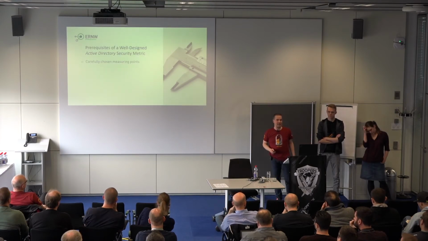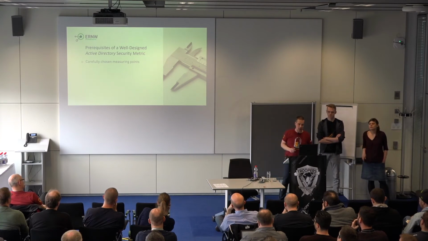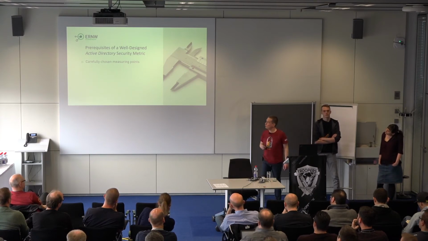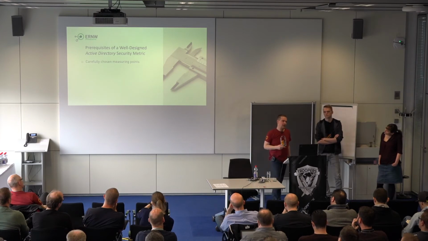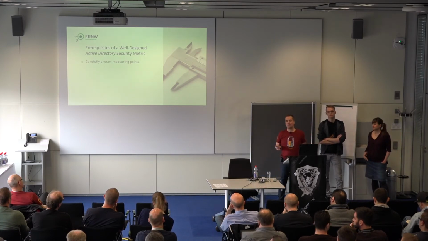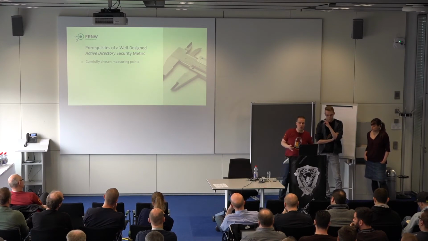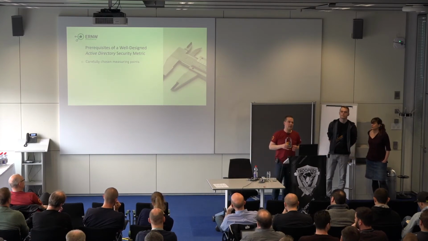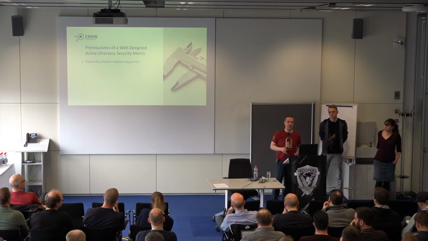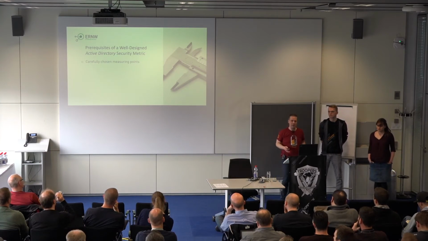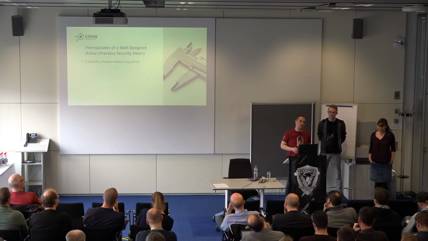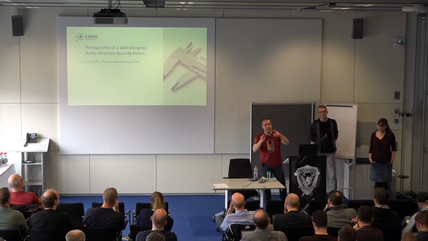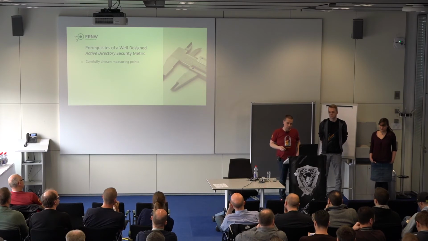Prerequisites of a well-designed Active Directory security metric are: the measuring points must be chosen very precisely and very carefully. If you look, for example, at the event log capabilities of Windows 10 and Windows Server 2016, you have a tremendous amount of information. You could be literally knocked out by this information. So you have to choose and define very carefully at what security sensitive points you will have a look.